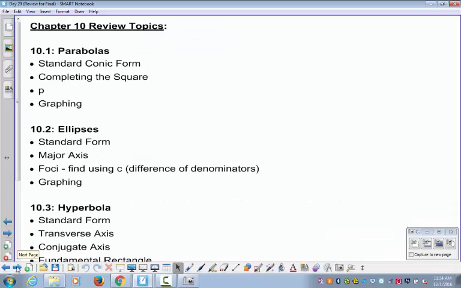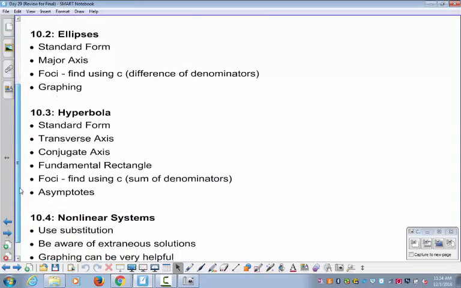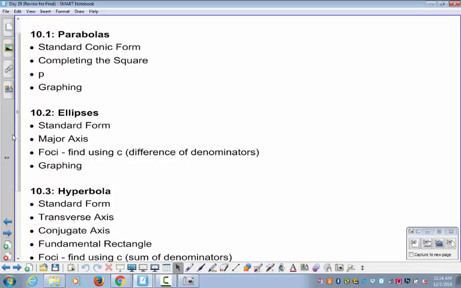Chapter 10, we had 4 topics, and there's only 3 or 4 questions. So, parabola, ellipse, hyperbola, nonlinear system. Got to be one of each, right? So, nothing surprising there. If I was going to leave any one of these graphs off, so I could ask 2 questions on one of the other ones, what graph would I probably leave off? The ellipse. Those are the easiest of them.